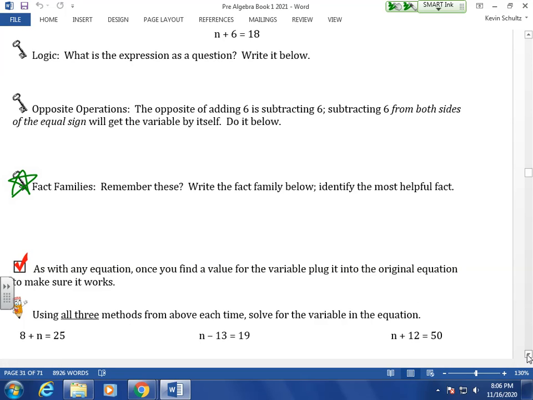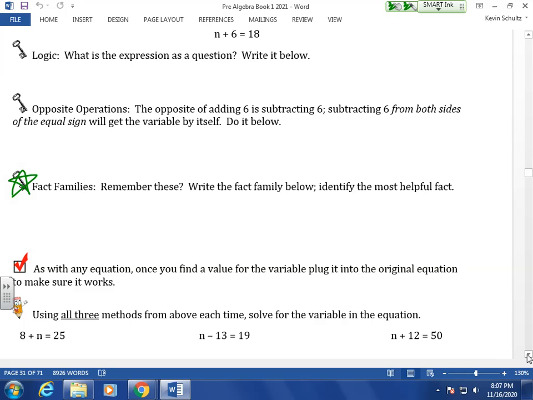So we're going to really focus on just the first 2 here. Fact families are for folks that are seeing this for literally the very first time, and that's not you. So just to save time and space, we're just going to talk about these top 2 here. When solving for a variable, one method you can use is logic.